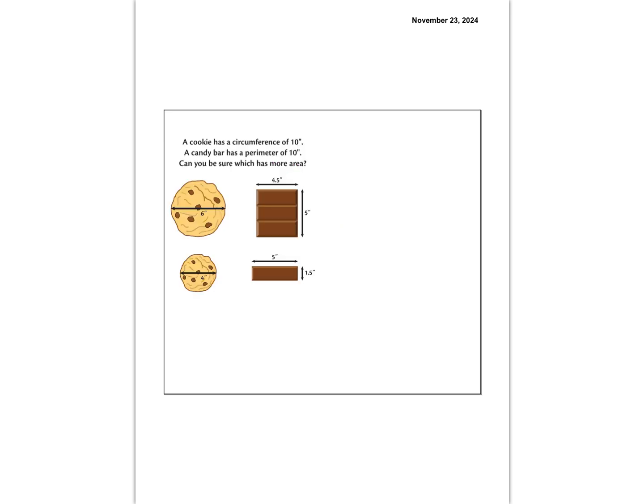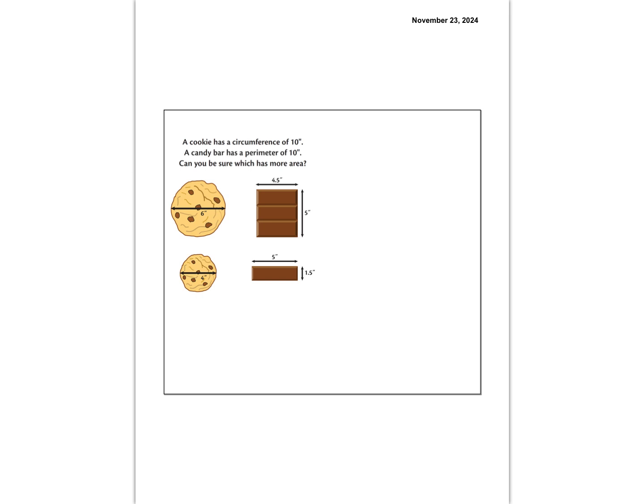I'm just going to skip ahead for a second. Let's look at this question here. It says a cookie has a circumference of 10 inches. A candy bar has a perimeter of 10 inches. Can you be sure which one has more? Well, we want to know the area. Like they're given the perimeter, we want to know the area.